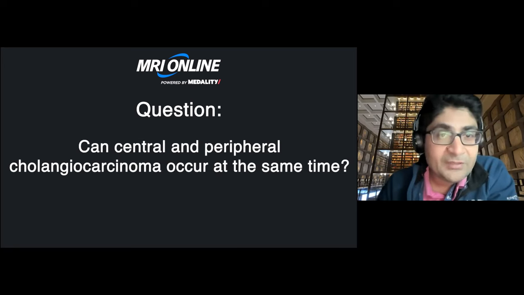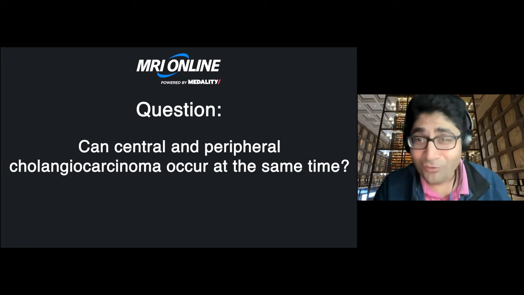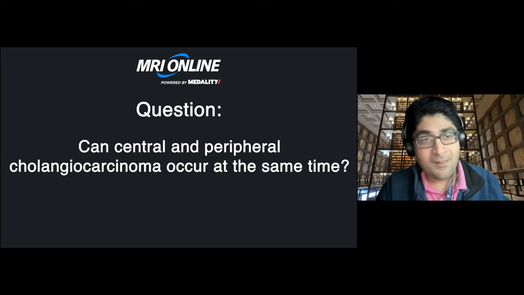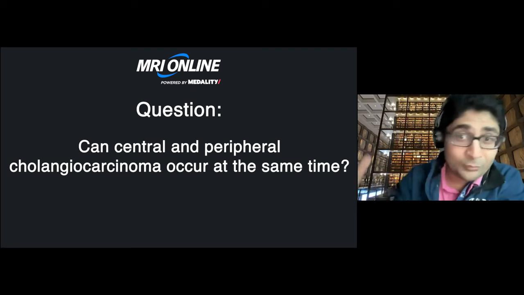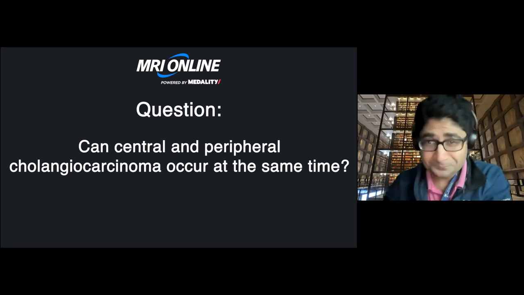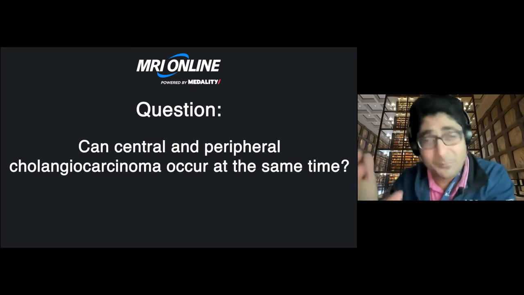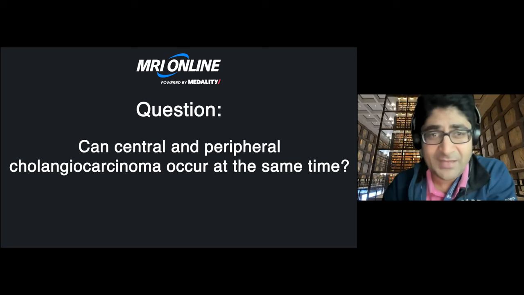Can central and peripheral cholangiocarcinoma occur at the same time? I don't recall seeing that happen. I suppose it can, and I suppose you can have instances of multifocal cholangiocarcinoma happening in the periphery and in the ducts. I don't have numbers on that, but it can certainly happen. It just doesn't happen that often.